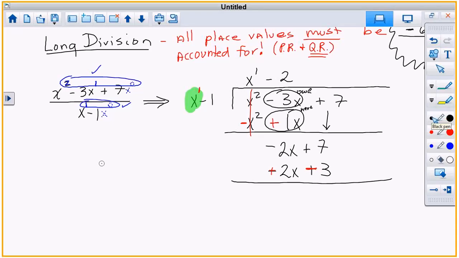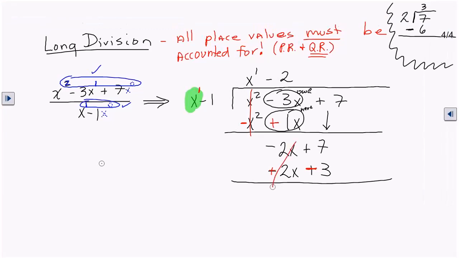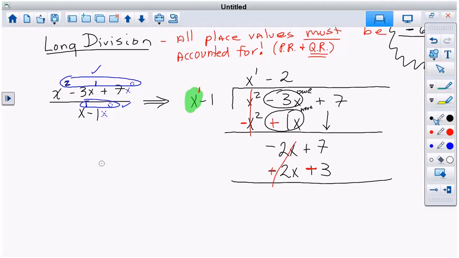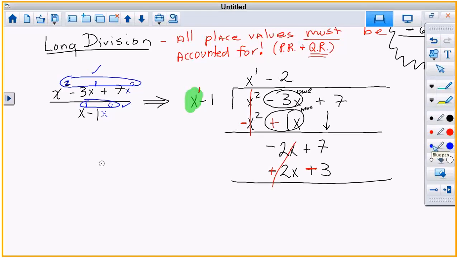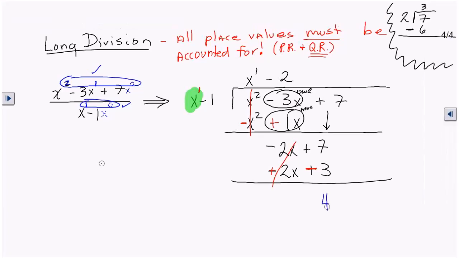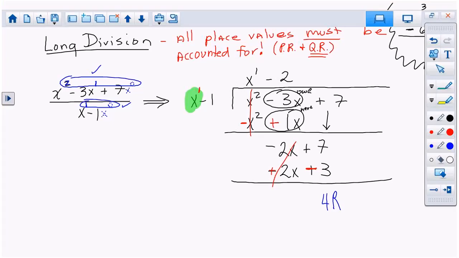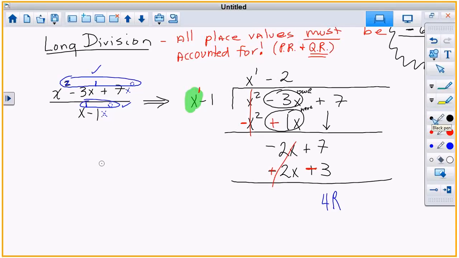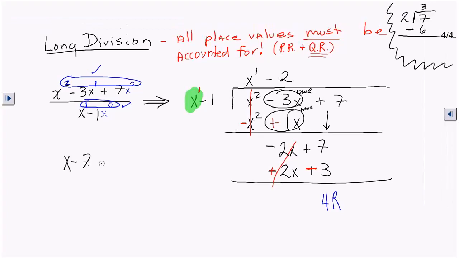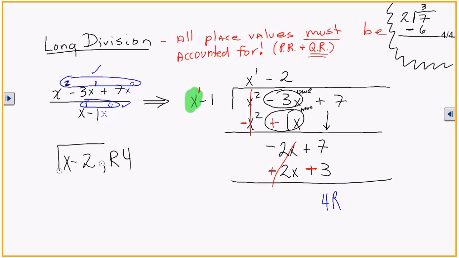And now we have negative 2 plus 2. That goes out like it's supposed to. And then 7 minus 3. And I'm going to make this blue because this is a remainder. 7 minus 3 is 4. And I'm going to put an R beside that because that's the remainder. Now, you've got 2 ways to answer this problem. One is you can say the answer, x minus 2, with a remainder of 4. That's one way, so that's one answer.